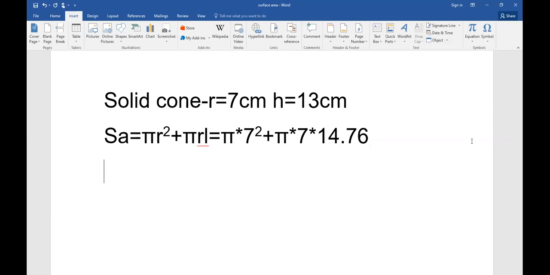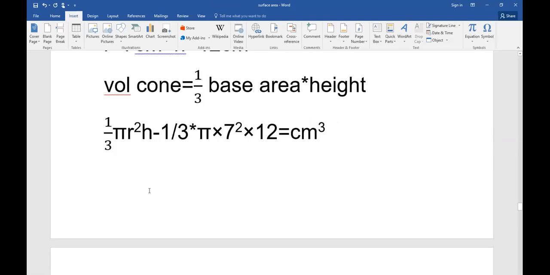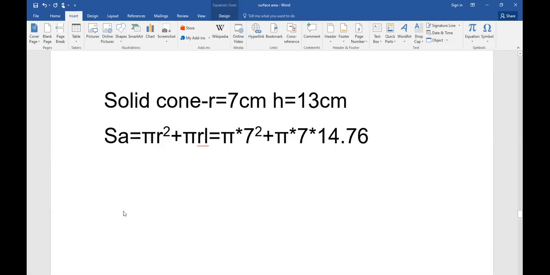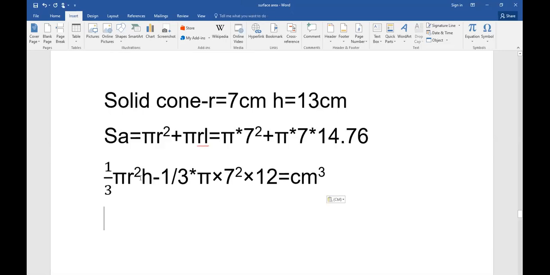What about the volume? The volume we said is a third. Let me just copy the formula here, so that we can amend it here. We said it's a third pi r squared h, so it is a third times pi times 7, but then the height now is 13. So the answer is going to be different.